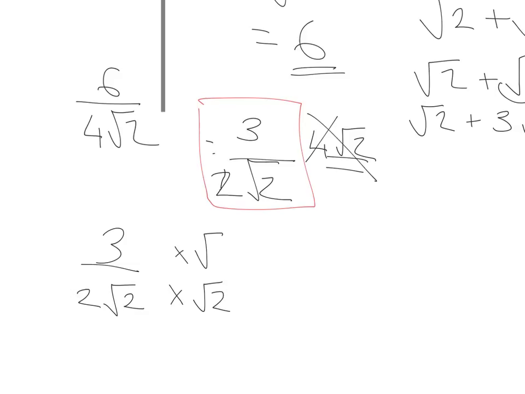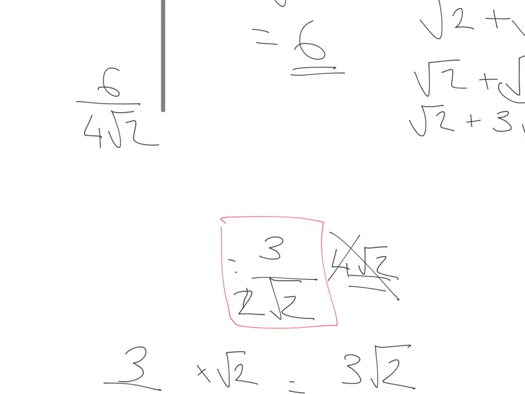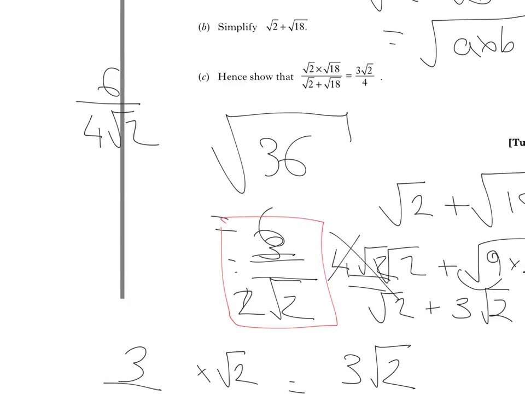But if I multiply bottom by root 2, I need to multiply top by root 2 as well. So that'll be 3 root 2 over, well, root 2 times root 2 is 2, times root 2 is 4, and that's 3 root 2 over 4, and that was what was required as my result. And that's the final answer.